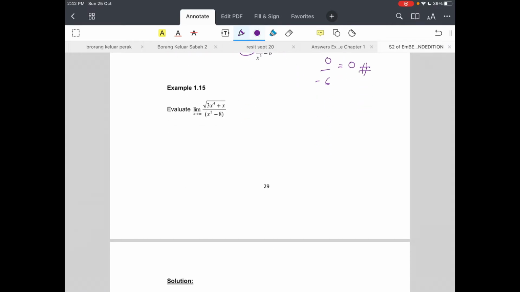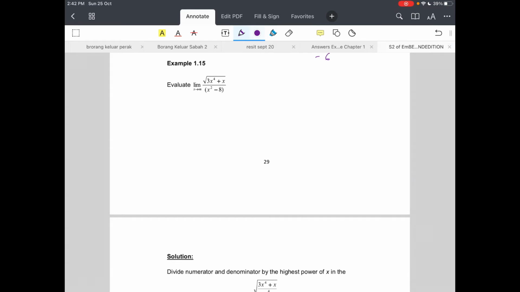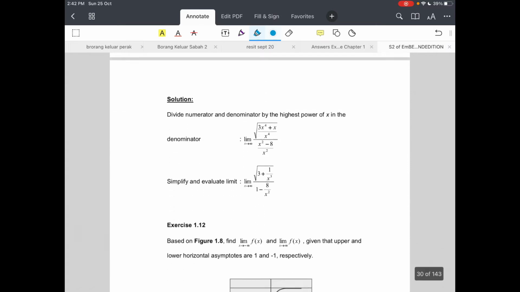Now we go to example 1.15. This is quite a special example because we are dealing with a radical function. Last time, to solve limits involving radical functions, we needed to rationalize by multiplying by the conjugate. However, because this question involves x approaching infinity, we can use the divide-by-the-highest-power method. No need to do the rationalization method.